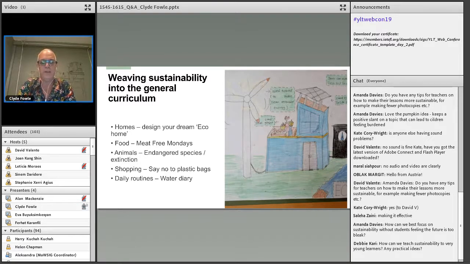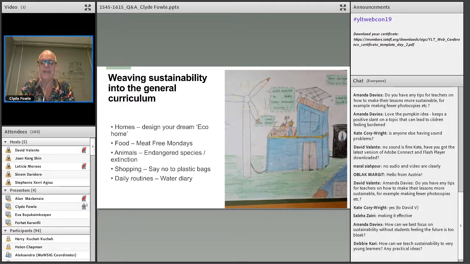We went on a field trip to an organic farm and learning center where we learned how to make adobe bricks, where they were building adobe mud houses. So we'd done that, and then the students came back and they designed their own dream eco homes, and we had some really creative, amazing ideas coming out from the students.